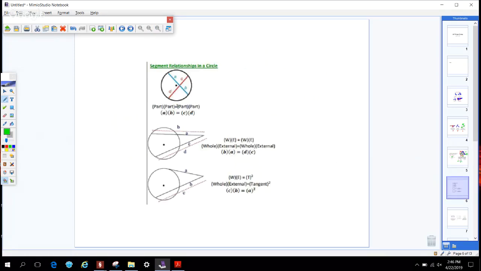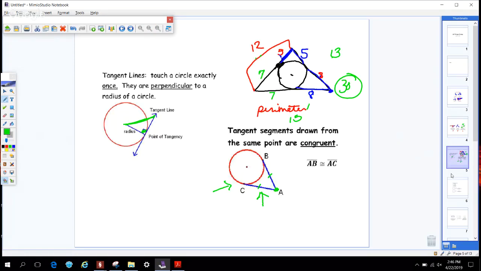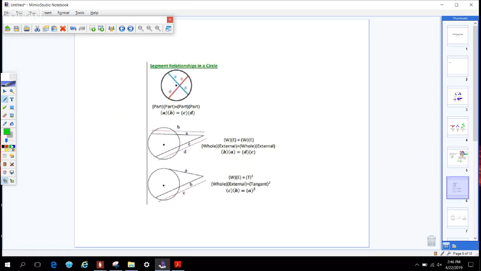Okay, then we've got segments. For segments, anyone need this for 30 more seconds? We're good? Okay, here we have segments of a circle.